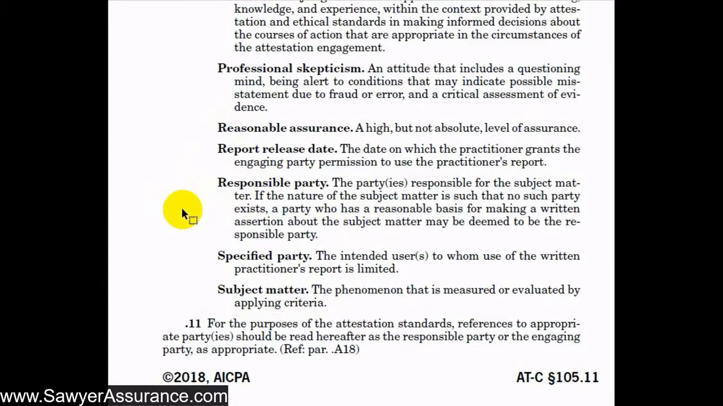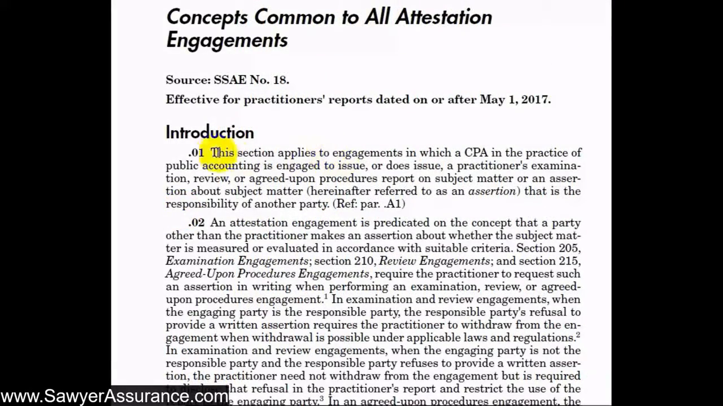So let's go back up to the requirements. Okay, so now we're back up into the requirements, and we can reread this one with our newfound understanding of several different terms. So this section applies to engagements in which a CPA in the practice of public accounting is engaged to issue or does issue a practitioner's examination, review, or agreed upon procedures report on subject matter or an assertion about subject matter that is the responsibility of another party. And so this reference paragraph A1 provides us some examples of scenarios or different types of subject matter that might have an assertion placed on them that we would need to perform these procedures for. So let's go down to that particular section.